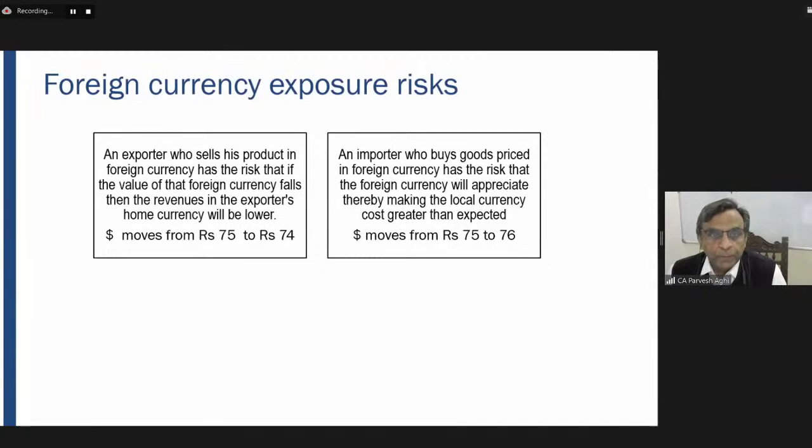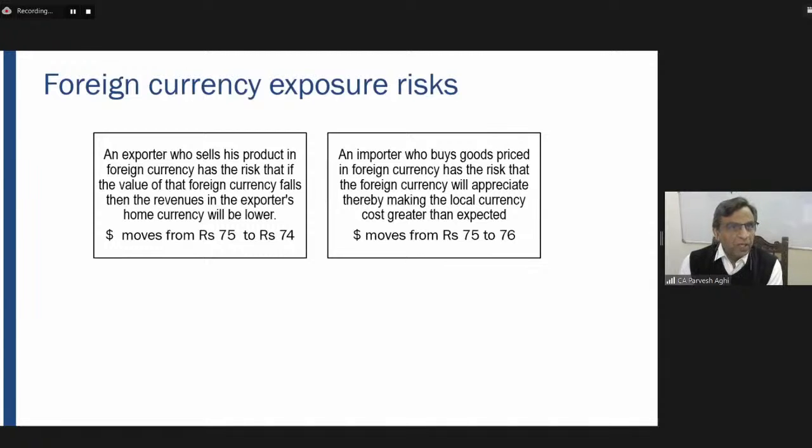Now, if you are an importer, this is a very simple one. An importer who buys goods priced in foreign currency has a risk that the foreign currency will appreciate, thereby making the local currency cost greater than expected. Now, if you are an importer and at the time when you imported your goods, the dollar was at 75, but when you have to make a payment at a later date, the dollar has moved to 76, so you have to pay 1 rupee per dollar more on your imports. So it is going to hurt your bottom line and it is going to adversely affect your business.